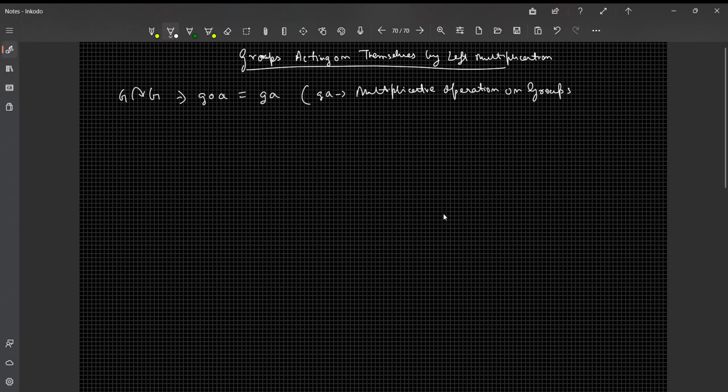So if the group is an additive group, that is if G is additive, then this action is basically g acting on a is nothing but g plus a. Clear? Okay.